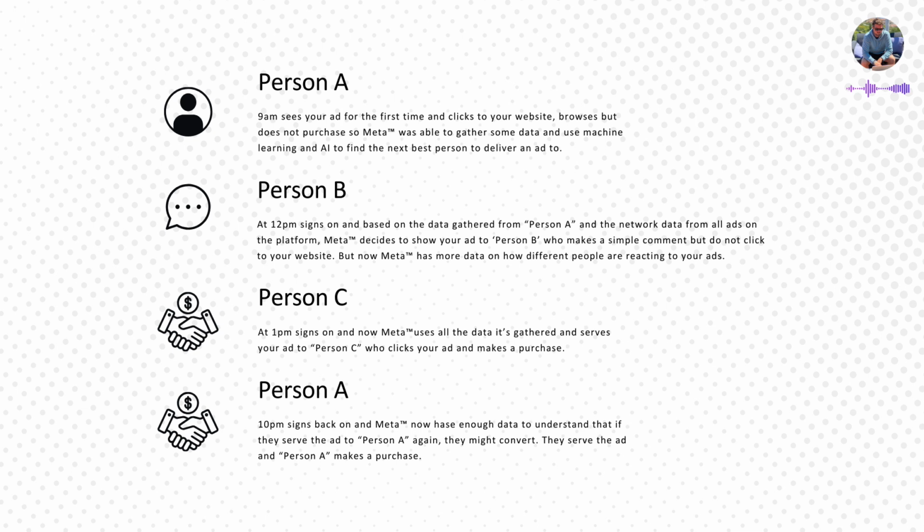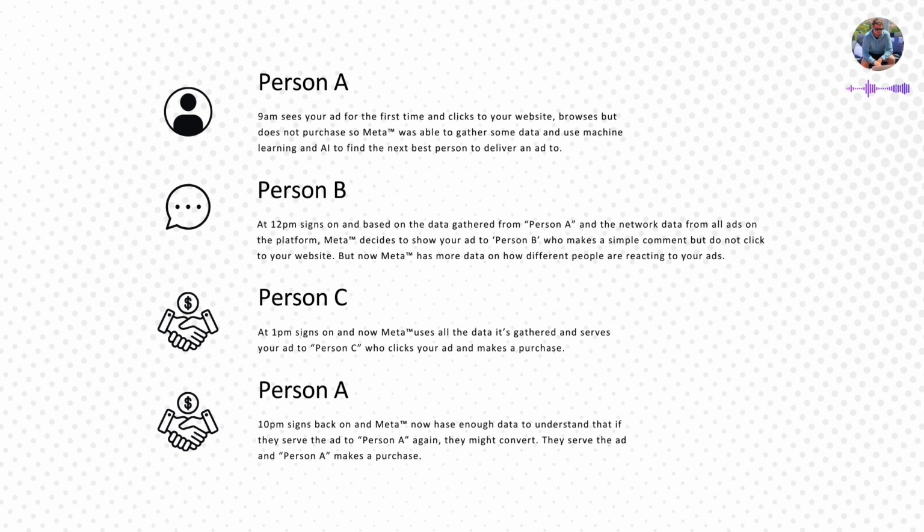And so then person B signs on around 12 p.m. And based on all that data that Meta gathered, plus all the network data that it has from all its other advertisers, Meta decides that they're going to serve an ad to person B. But person B just makes a simple comment on your ad and doesn't even click to your website. But now Meta is starting to understand how different people are reacting to your ad. So then person C signs on around 1 p.m. and Meta decides to serve the ad to person C based on all the information that it has. And then person C clicks your ad and makes a purchase.